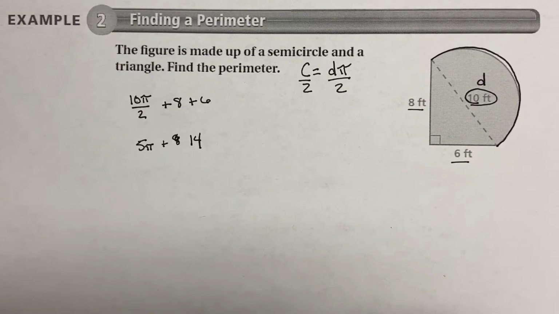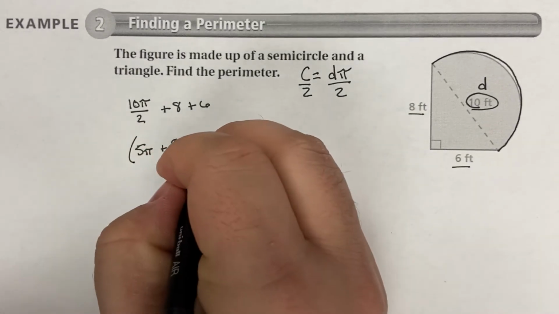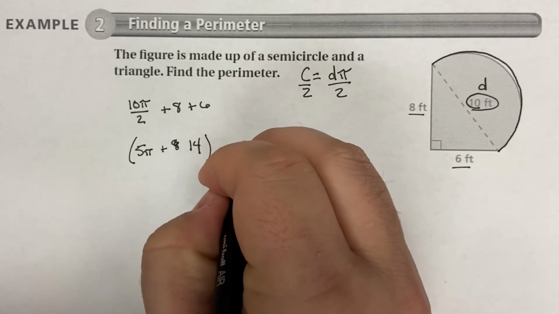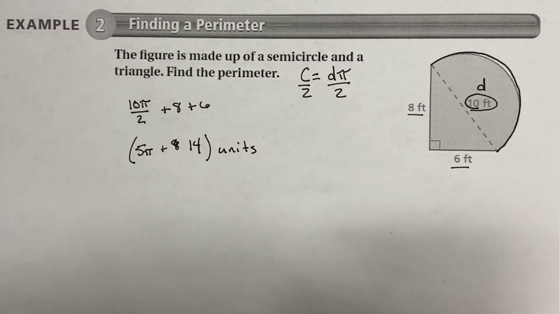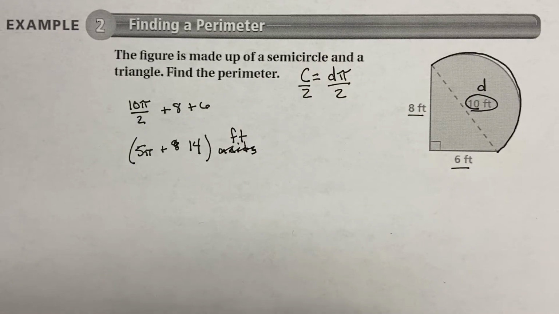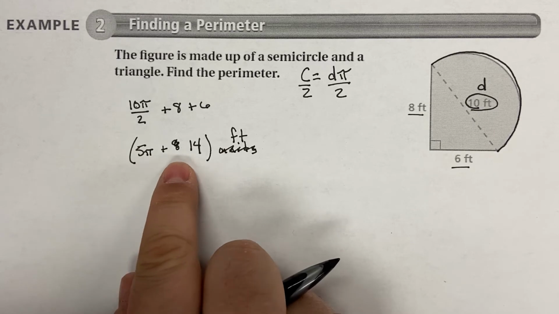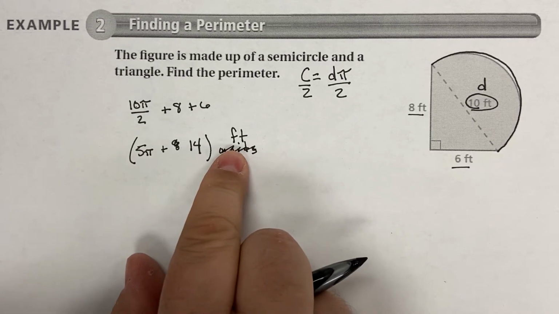Now, if we're leaving in terms of pi, we're done. We could just write it like this and say units and be done. Or sorry, not units. It actually told us feet. So if we write it like this, this is how we can write it in terms of pi. 5 pi plus 14 feet.